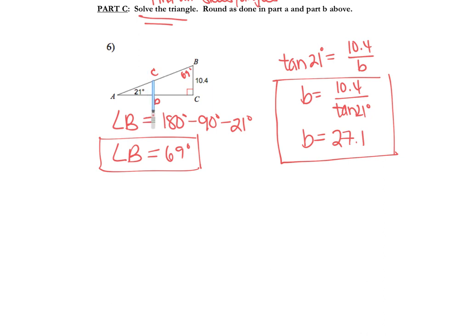So I'll find side C using my angle 21 here, and I'll use my sine ratio because we have the opposite leg, and I'm looking for the hypotenuse. So the sine of 21 equals opposite over hypotenuse. So calculator ready is 10.4 over the sine of 21. And we plug that right into our calculator and round to 3 significant digits. That's 29.0.